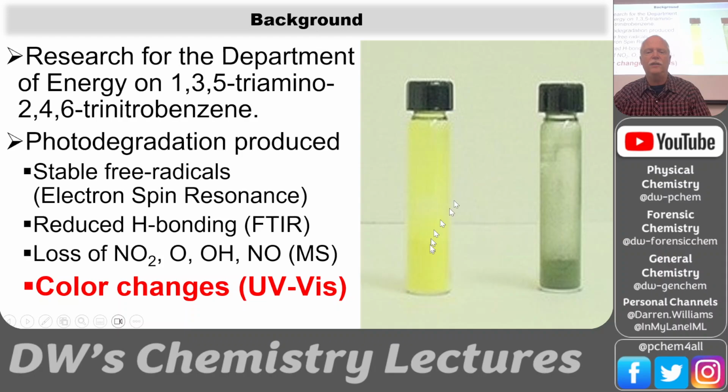Okay. This is a research project that I did on these explosives. This is triaminotrinitrobenzene, and it's a yellow explosive. And if you shine light on it, it turns green. Okay, and so it's a photodegradation process. And at the time, nobody knew what was happening, what was changing in the molecule. They had done sensitivity studies. It was an explosive. They didn't want it to become more sensitive because that would be dangerous, right?